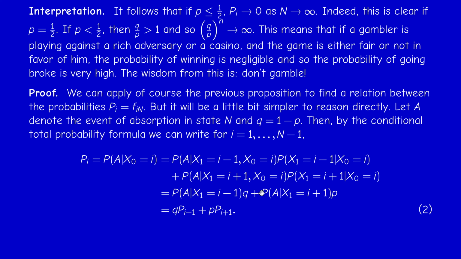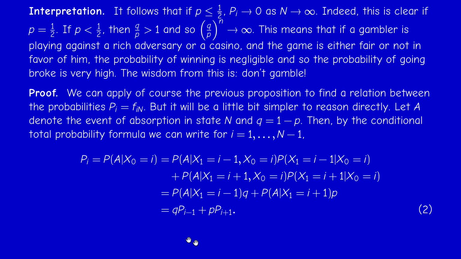So this transition probability is just q because I move from i to i minus 1. This transition probability is just p because it's the probability of winning. In the probability P of A given that X1 equals i minus 1, by the Markov property, I can eliminate the X0. And this is just P_{i-1}, because this is the probability of winning starting from i minus 1, by homogeneity. And this probability P of A given that X1 equals i plus 1 is the probability of winning, or being absorbed in state N, starting from state i plus 1.